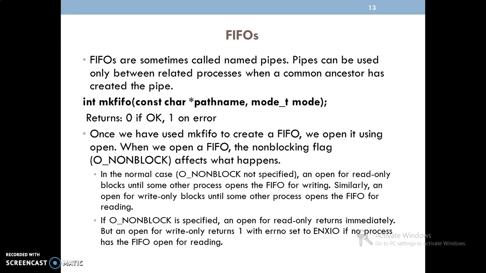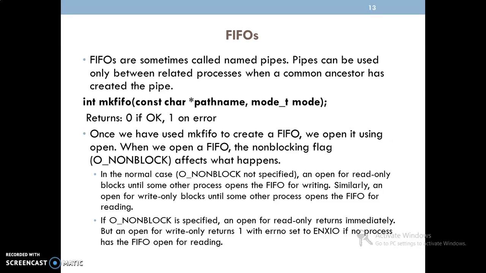The API we are using for this one is mkfifo. I think we already discussed this one. Here it contains two arguments: the pathname, which is the location where you want to create the FIFO file, and the mode, like read or write mode. On success, it returns 0, and on failure, it returns -1.